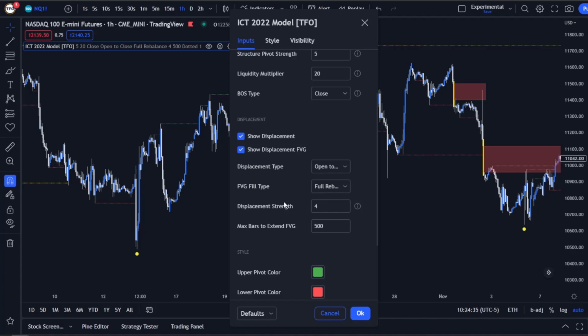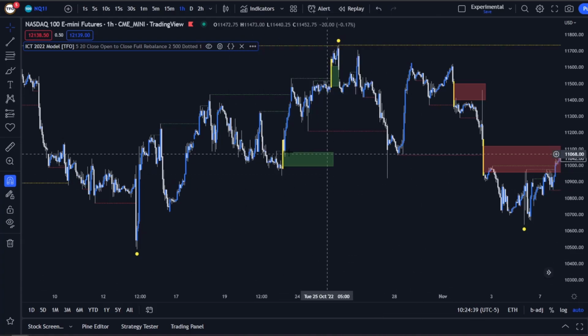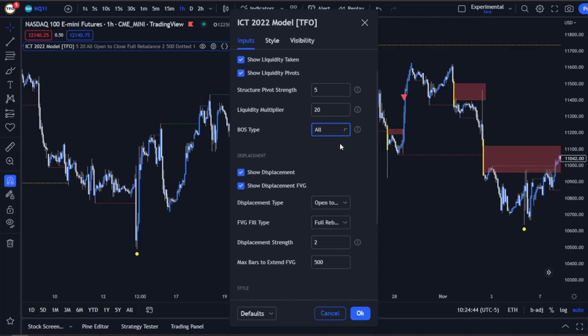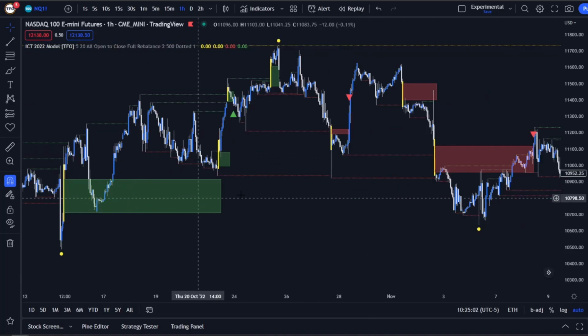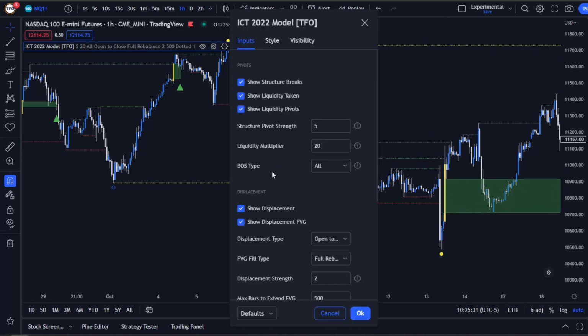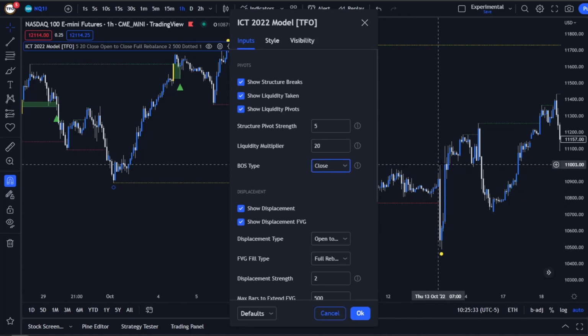So for example, if I put this displacement strength to 2, something much smaller, we're going to include a lot more displacement candles. And actually, while I'm at it, I might as well do break of structure type all, and we can see what comes up. So we have a few more candles in this structure. So obviously this was a pretty big up close bar and it wicked through this previous swing high. And the reason we're seeing that is because we selected break of structure type all. So if we put it back to close, this would not show.